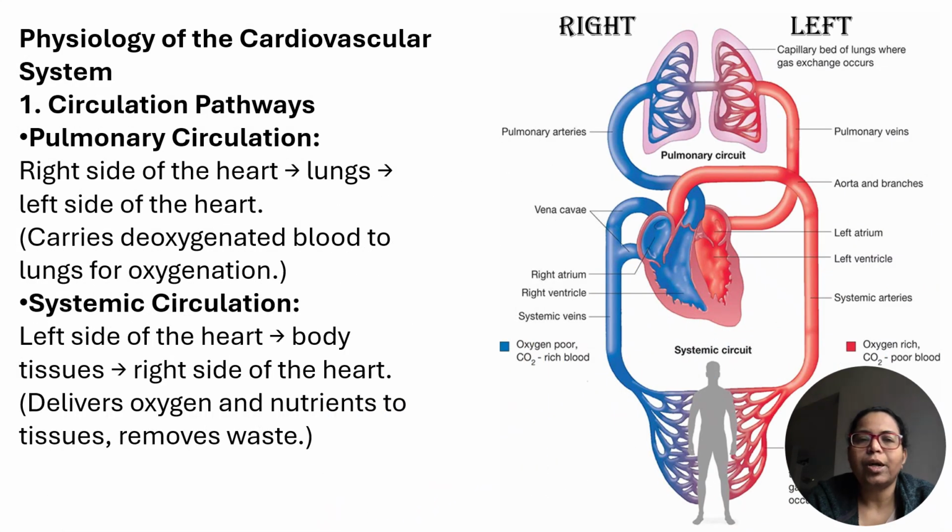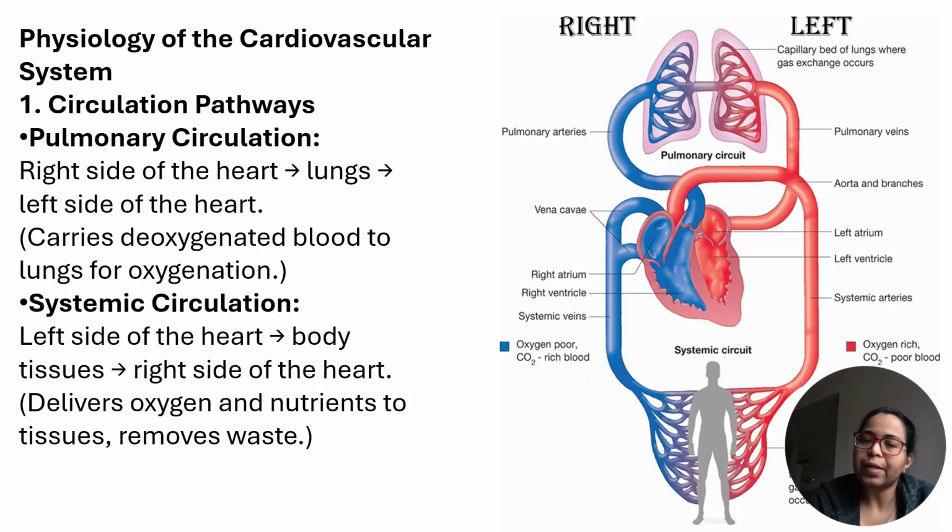Let's review the physiology of the cardiovascular system. The circulation pathways: pulmonary circulation involves the right side of the heart, the lungs, and the left side of the heart. These are the components of pulmonary circulation.